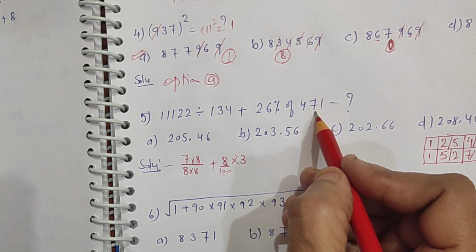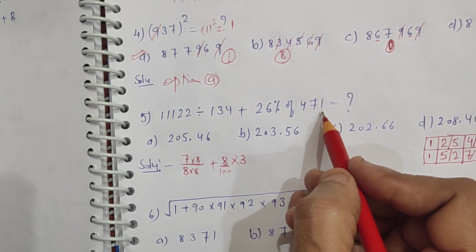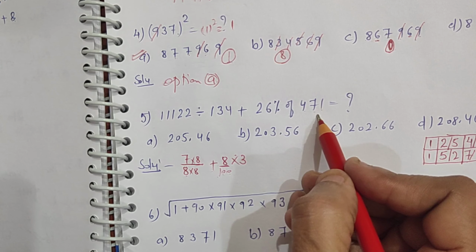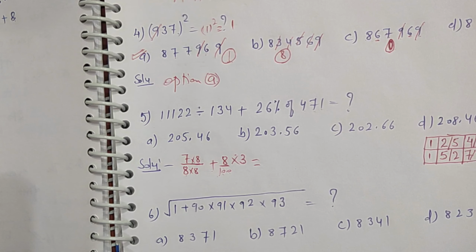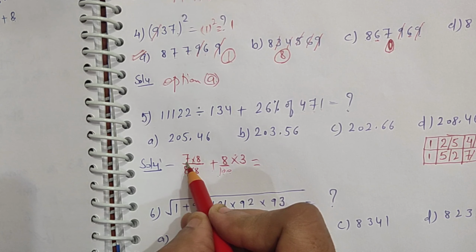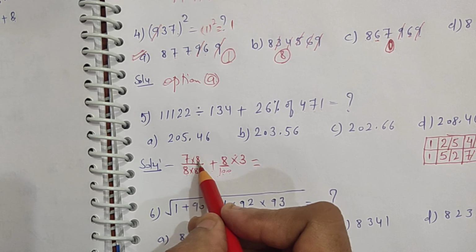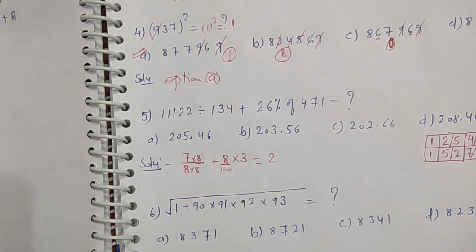Now 4 plus 7. 11. 11 plus 1 is 12. Right? So 12 means 1 plus 2. That is 3. Got it? Now, next step is 8 into 7, 56. 56 means 5 plus 6. That is 11. And 11 means 1 plus 1. That is 2. So what I have got here is 2.